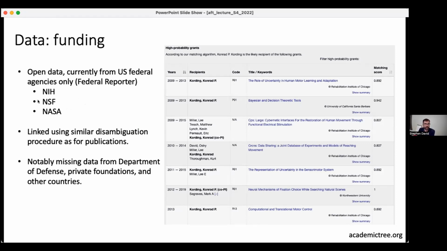So every week we're downloading new funding data from the Federal Reporter, and we can link that using some disambiguation algorithms to individual researchers. This is an area that would be great to expand, getting things like the Department of Defense, private foundations, and of course, other countries. It'd be wonderful if we had access to that information. But even as it is, I think this has been proven to be a pretty valuable data set.